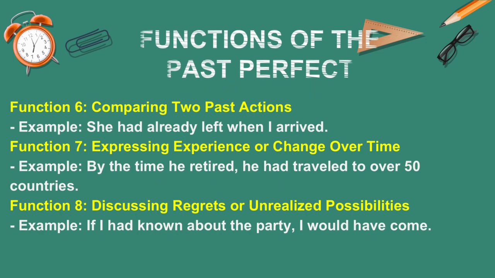Function 6. Comparing two past actions. The past perfect tense is useful for showing the chronological or time order of two actions in the past, like she had already left when I arrived.